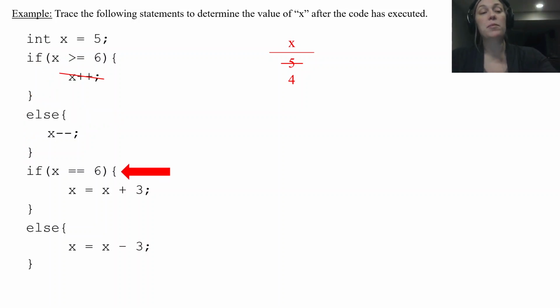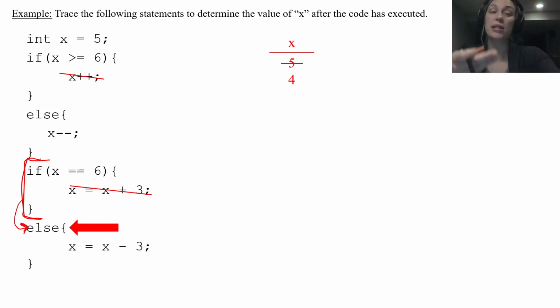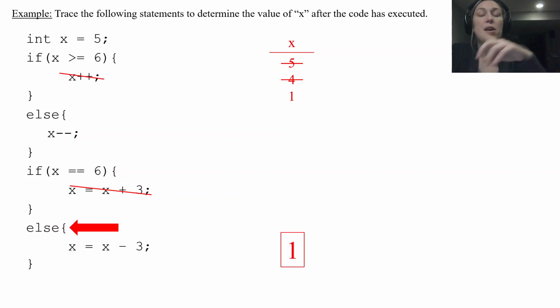Then we reach our next line of code. If x equals 6, does 4 equal 6? That's false. So again, that code gets skipped. Since this condition was false, and the program sees that there's an else statement directly underneath it, it's going to follow that else statement. So 4 minus 3 is 1, and then the code is done. The value of x after all of that code has executed is going to be a 1.